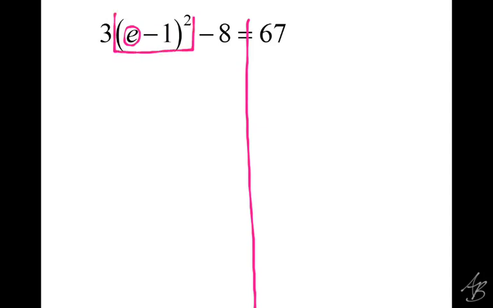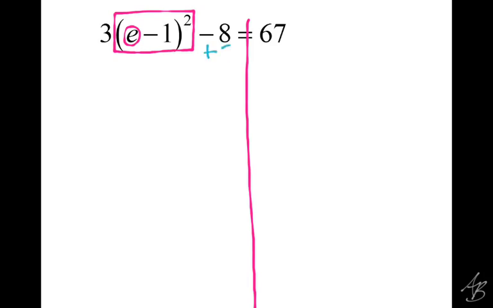So we talked about this earlier. We need to be careful that we don't distribute that 3 because the e minus 1 is part of the square. So it's not really an e minus 1, but it's e minus 1 squared. And so distributing would be bad here. Instead of distributing, let's just get rid of the stuff that's outside of that box. So the two things we need to get rid of are 3 and 8. So which one should we start with?